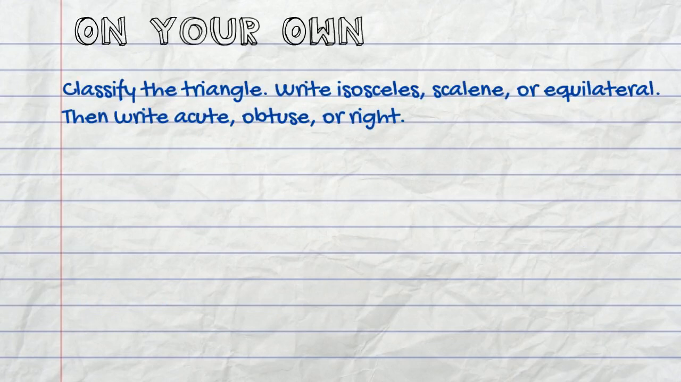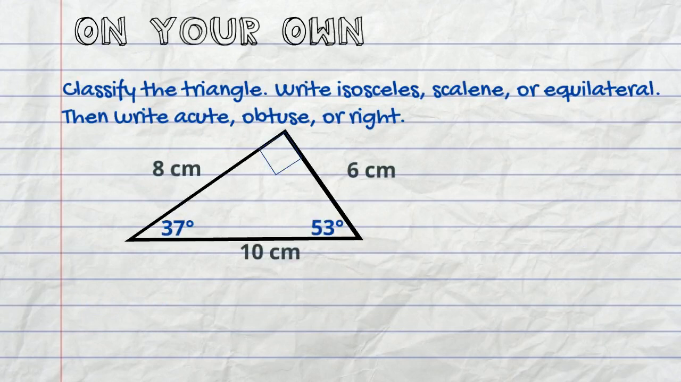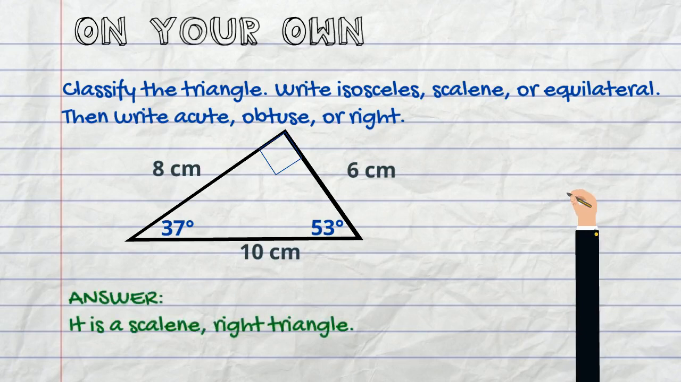Classify the triangle. Equilateral, isosceles, or scalene, then right, acute, or obtuse. Look at this triangle. The top angle is marked with a square, and none of the sides are equal. What do you think it is? It's a scalene right triangle.